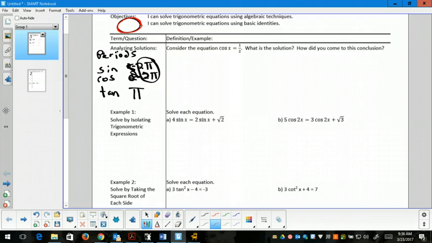For tangent, though, tangent's period is half of sine and cosine, so I only have to go from 0 to pi to evaluate it when I'm trying to find my answer for x.